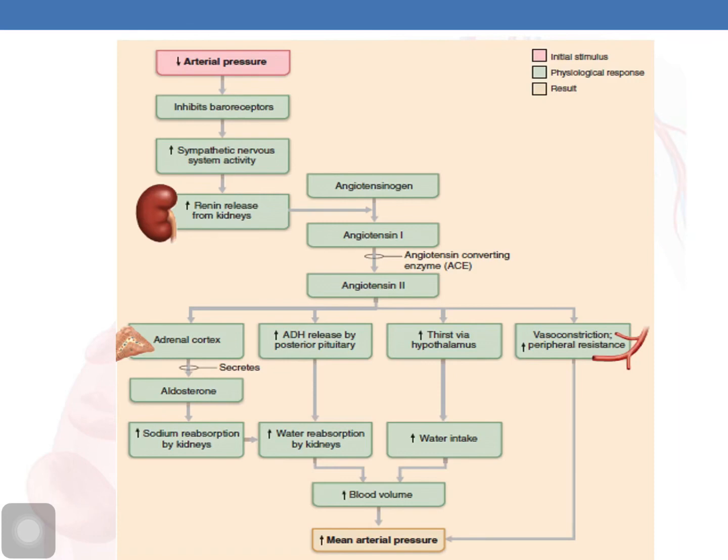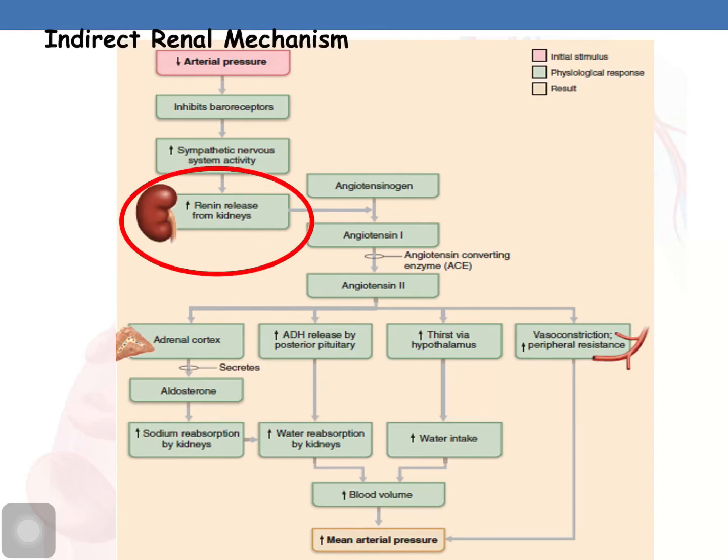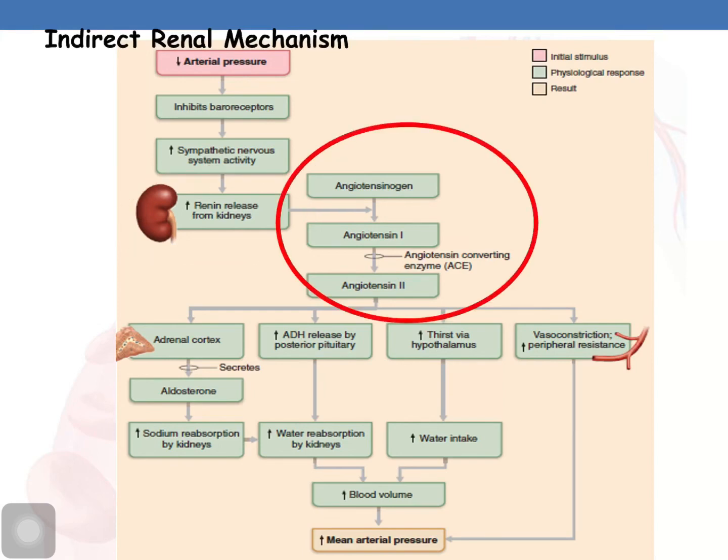The kidneys indirectly regulate blood pressure through the renin-angiotensin-aldosterone mechanism. When the blood pressure declines, certain cells in the kidney release the enzyme renin into the blood. Renin enzymatically cleaves angiotensinogen, a plasma protein made by the liver, converting it to angiotensin 1, and in turn, angiotensin converting enzyme, or ACE, converts angiotensin 1 to angiotensin 2. ACE activity is associated with the capillary endothelium in various body tissues, particularly in the lungs.